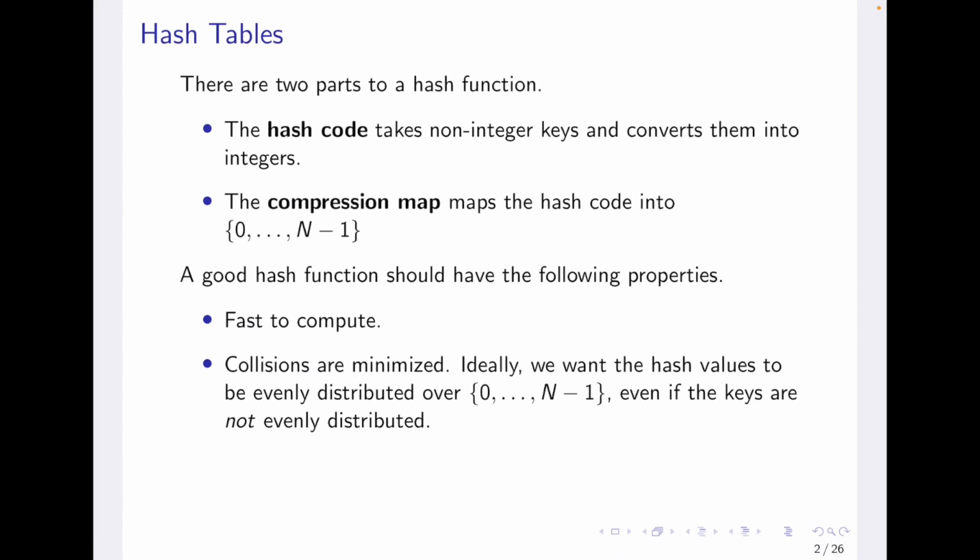Two parts to a hash function. The hash code takes non-integer keys and converts them into integers, and then the compression map maps the hash code into a range of valid array indices. Last class, we talked about compression maps to map things like 4-digit library index numbers to 3-digit array indices. And we're going to talk about hash codes today.